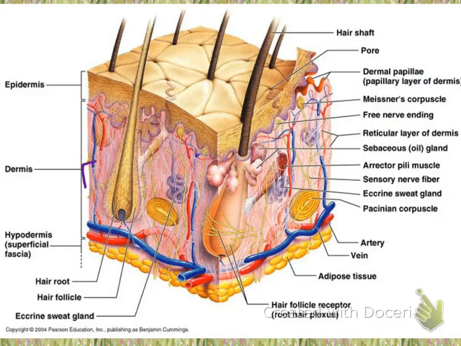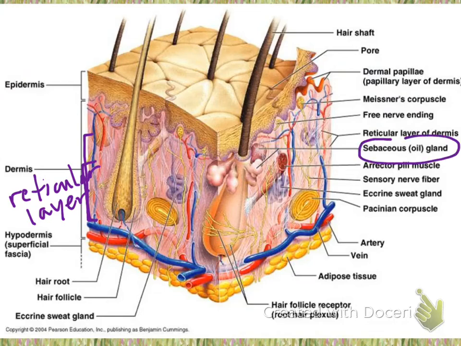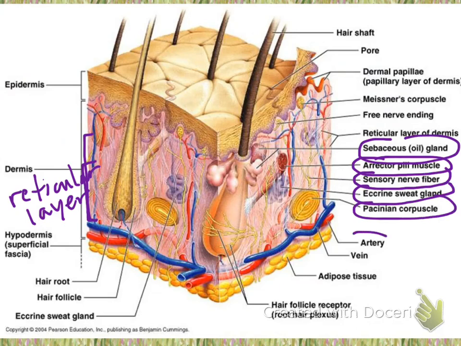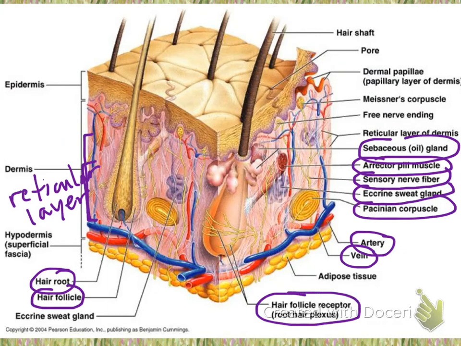In the much thicker reticular layer, the structures you will see are the sebaceous oil gland, the erector pili muscle, the sensory nerve fibers, not the nerve endings but the fibers, the sweat glands, the Pacinian corpuscles, the arteries in red, and the veins in blue. Then you see the hair root, which is the portion of the hair that's underneath the skin, and the hair follicle is the structure surrounding the hair root. And then the hair follicle receptors, which are the nerve fibers directly associated with the hair.